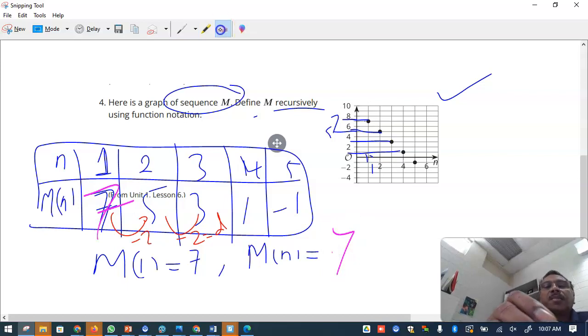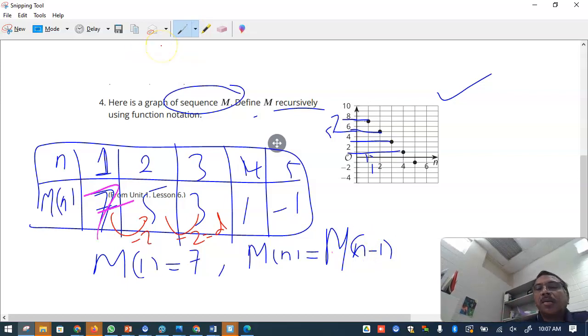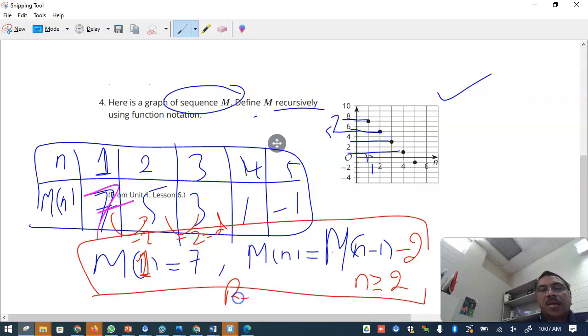Of course, I'm sorry, I want to write recursive. So it's the previous one. The previous one will be m of n minus 1. And then you decrease it by 2, minus 2. And this works for n greater than or equal to 2 because you already took care of 1 here. So this is called recursive. I'm going to also write the nth term.